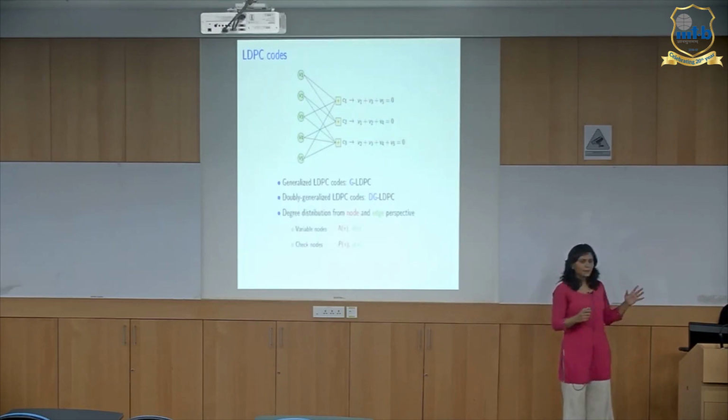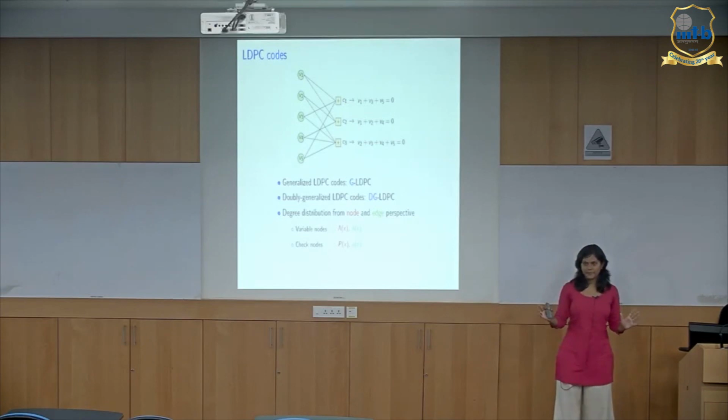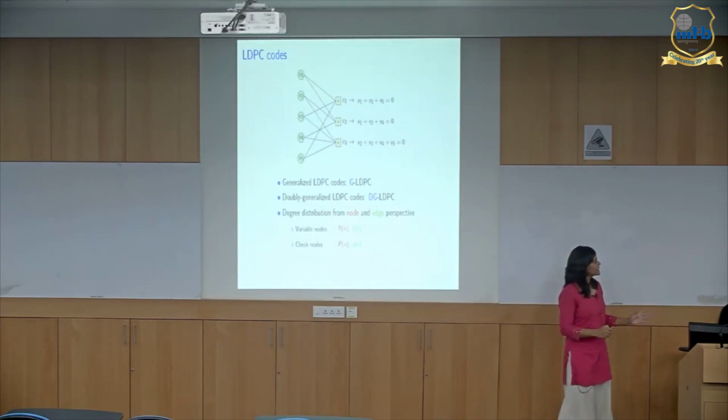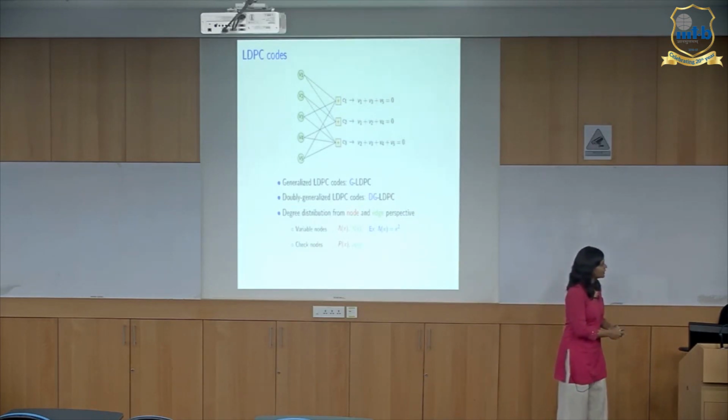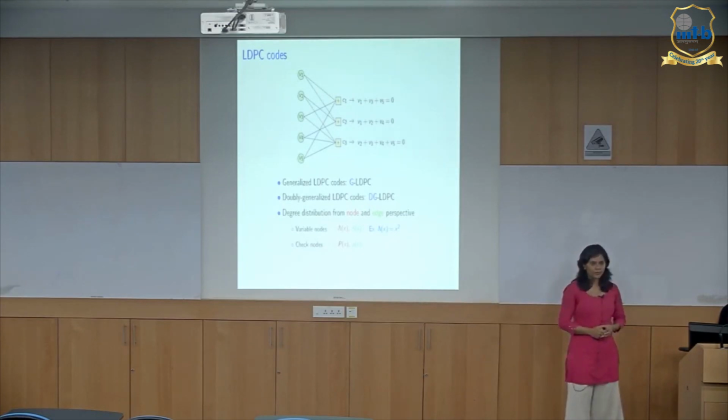Now, typically we consider a collection of LDPC codes, because we cannot study the properties of LDPC codes taken one at a time. So we have to consider a collection, and this collection is typically identified using its degree distribution pair from the node and edge perspective. It's very simple. Let's consider an example. Here we can see that every variable node has degree 2. So its degree distribution from the node perspective is x squared.